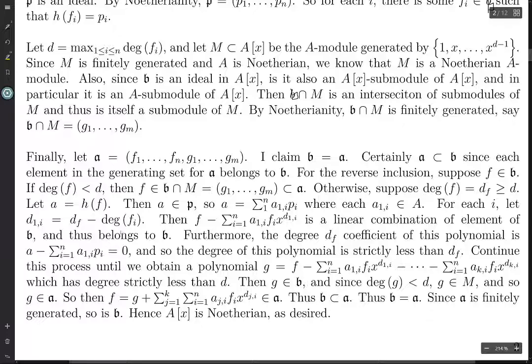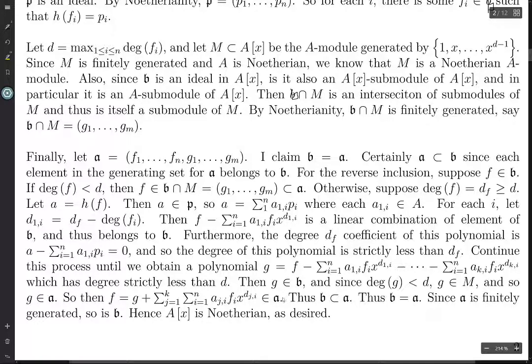G is in B for the same reason that every single one of these things is in B. And since its degree is less than d, it's in M as well. So it's in the intersection of B and M, which is contained in A, as we know. So we can write f as g plus every single one of these sums, and then this element will be contained in A, and therefore f is in A.